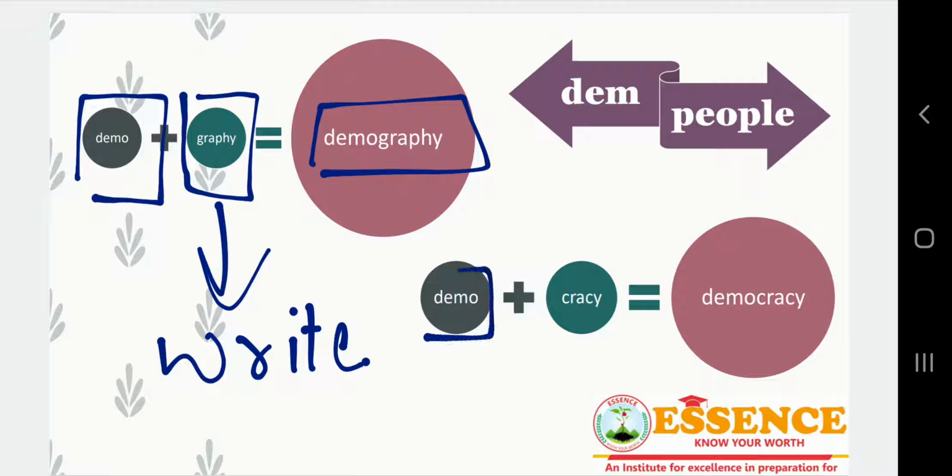Next is demo plus cracy, democracy. So the government, cracy means any form of government, right? So the government of the people, by the people, for the people. You know, Abraham Lincoln gave that definition for democracy. So anywhere where people are the sovereigns in the governance system is called a democracy, right? So this is what the word democracy means.